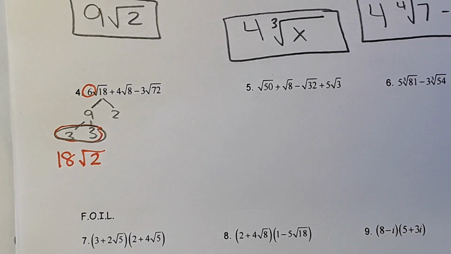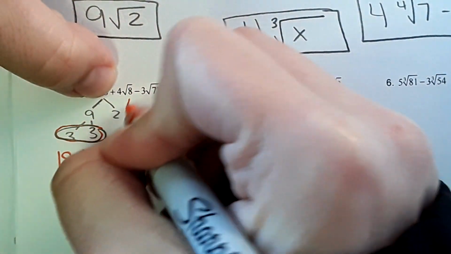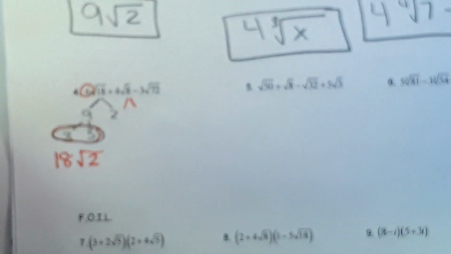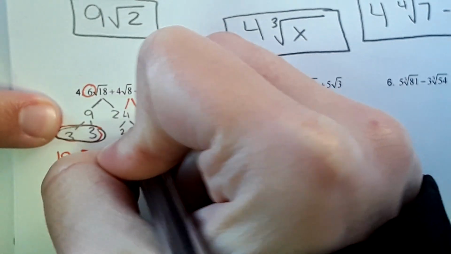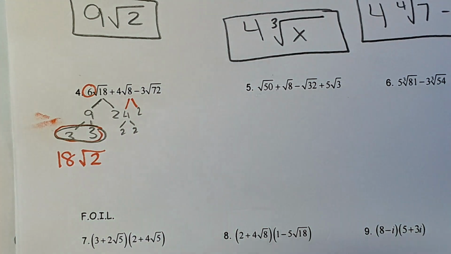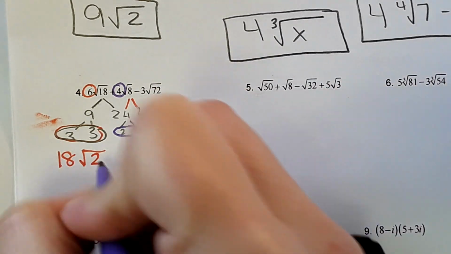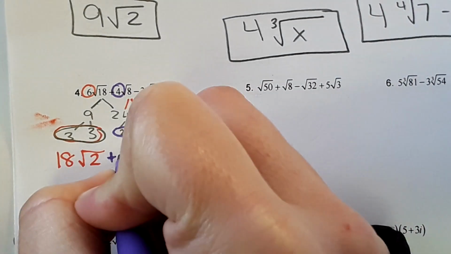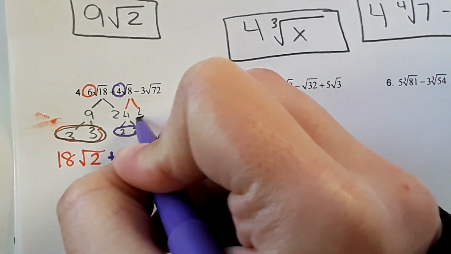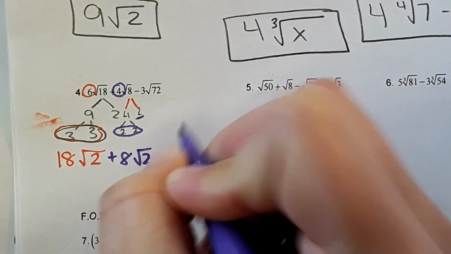Okay, and then for 4 square root of 8, I'm going to break up the 8 into 4 and 2, which is 2 and 2. Okay, then we got a pair of 2's here, and that's going to be multiplied by the 4. So 2 times 4 is 8, and then we're left with just this 2, so we get square root of 2.